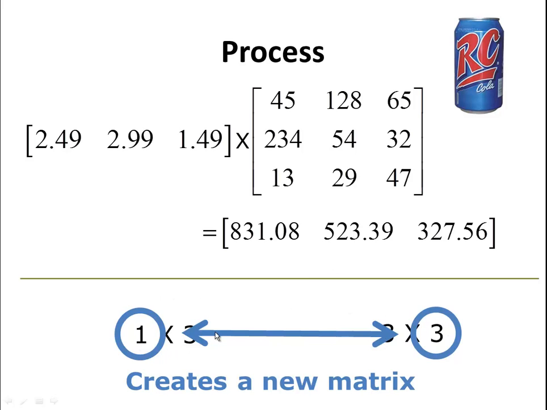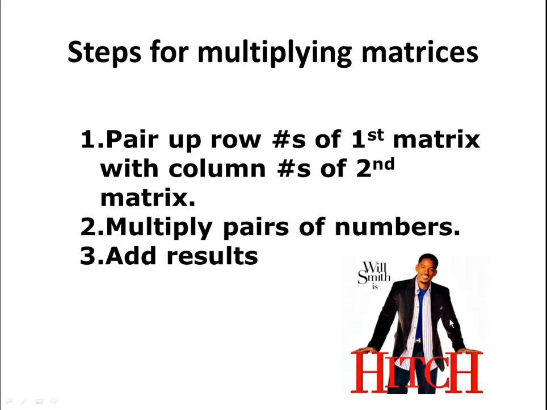So when we line up our dimensions here, the numbers on the outside are the dimensions of the matrix that we create when we multiply. So the inside numbers have to match, and we create a new matrix, and it will be the dimensions of the outside ones. Okay, so just recapping the steps for multiplying matrices.